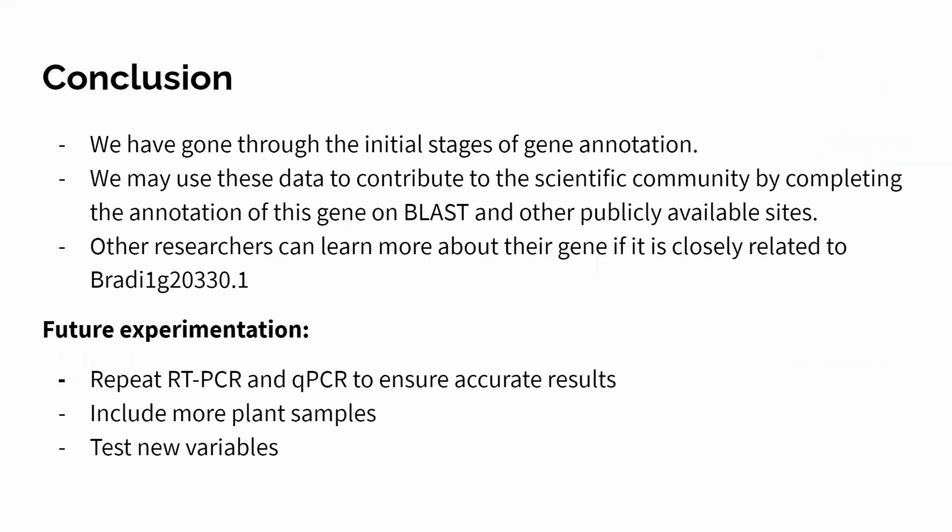So in conclusion, we've gone through the initial stages of gene annotation. We could contribute our data to the scientific community by completing the annotation on the basic local alignment search tool or other publicly available sites, so other researchers could learn more about their gene of interest if it's closely related to ours. Future experimentation would involve repeating the RT-PCR and the quantitative PCR to ensure accurate results. We would also need to include more plant samples to ensure adequate sample sizes, and we could also test the changes in expression of our gene of interest under new conditions as well.